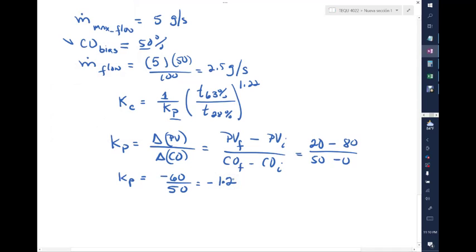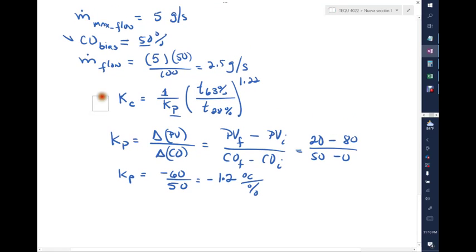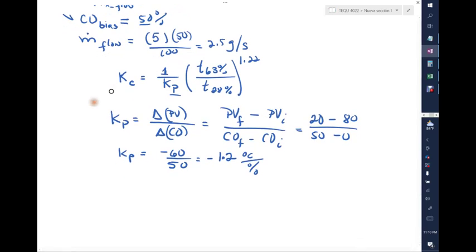Now Kp has units. The unit of Kp obviously is degrees C divided by percentage. Now I have Kp. How can I get T63% of change and T of 28%, which are time? These are time. Now without going deep into the whole story, let me show the mechanics of how you get that.